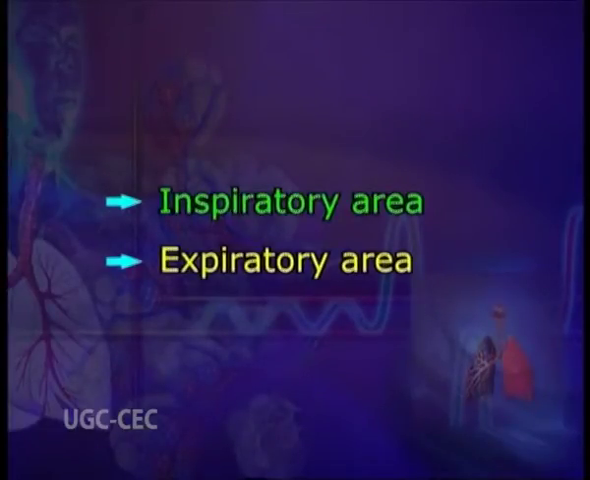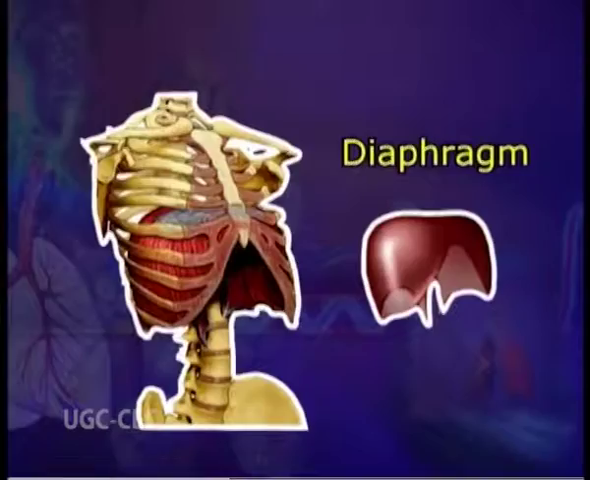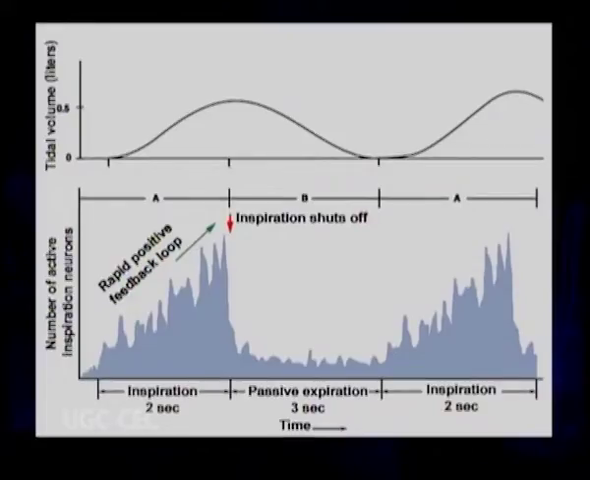Inspiratory area. Nerve impulses generated in the inspiratory area establish the basic rhythm of breathing and are also responsible for the contraction of the diaphragm. The inspiratory area sends signals to the diaphragm via the phrenic nerves. During quiet breathing, inhalation lasts for about 2 seconds and exhalation lasts for about 3 seconds.